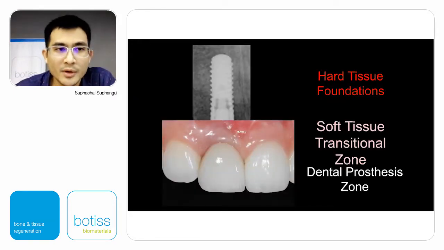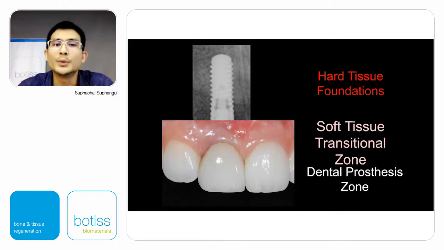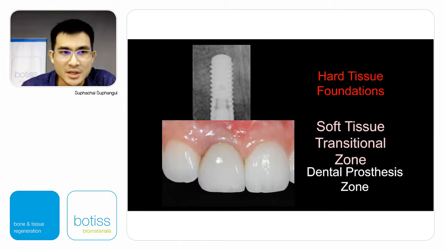In general, we have 3 zones to achieve a successful aesthetic outcome, as in the pink and white aesthetic score. In that position, we need 3 components. First of all, the tissue foundation, which is the focus of this lecture today. Another zone is the soft tissue transitional zone.